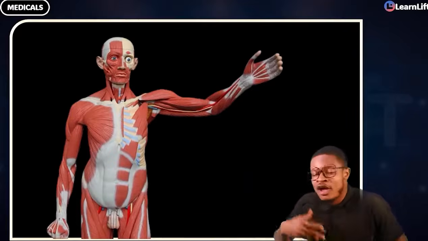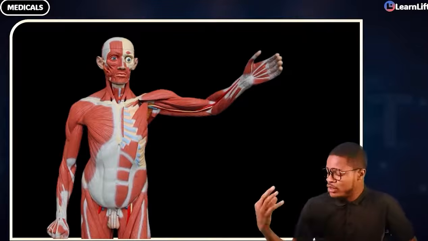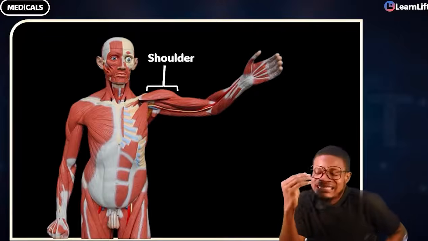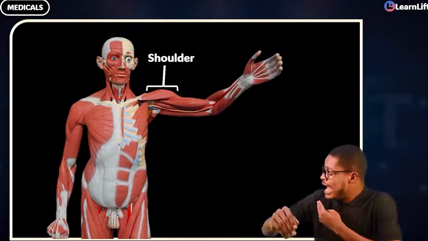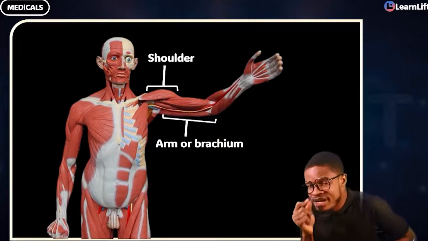Now look at this very quickly. From here, where is your shoulder? You know this is the shoulder, right? So when you touch your shoulder, you know exactly where you are touching. This is the shoulder there. Aside the shoulder, we have what is called the arm. From here to here, that is called the what? The arm or the brachium.